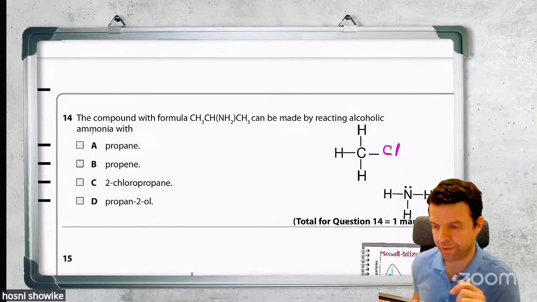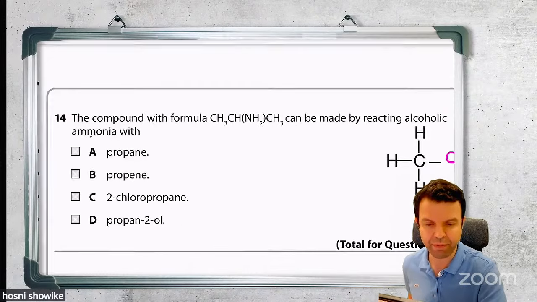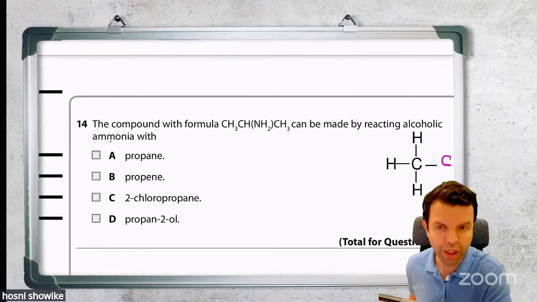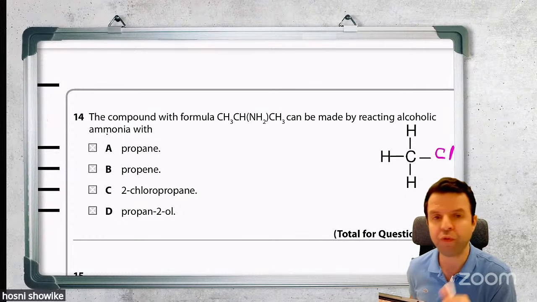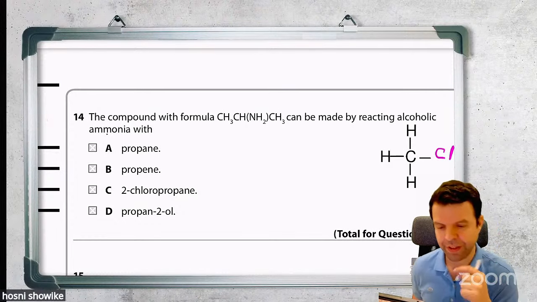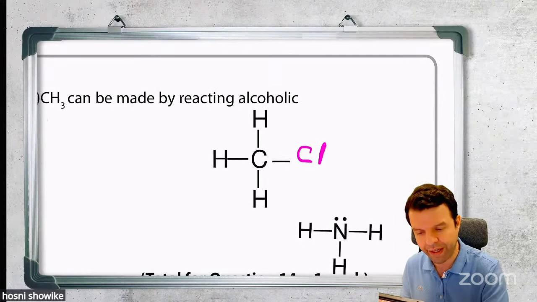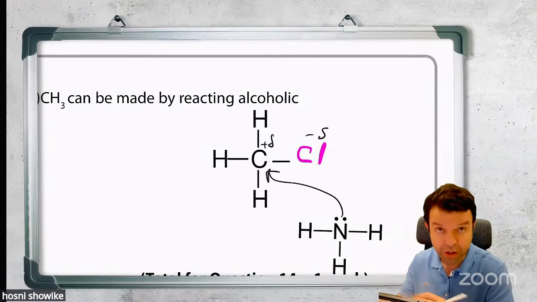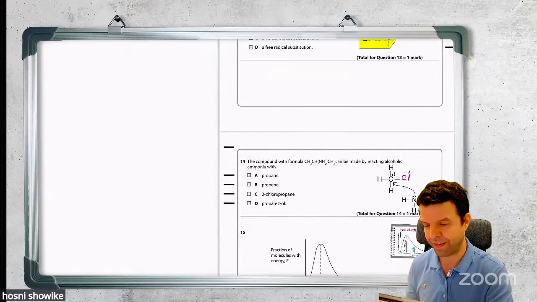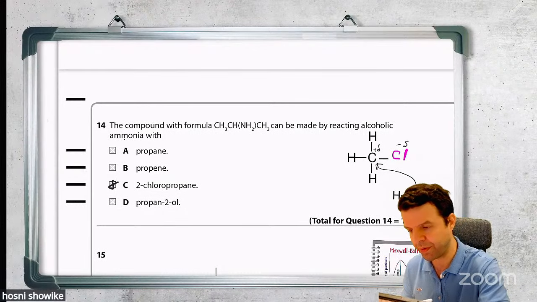This compound with this formula, it's an amine, can be made by the reaction of alcoholic ammonia with what? So again, which organic groups form amines? It is actually halogenoalkanes, right? Halogenoalkanes, when they react with ammonia, give you amines. That's another nucleophilic substitution. So I'm going to pick a halogenoalkane, which is this one.